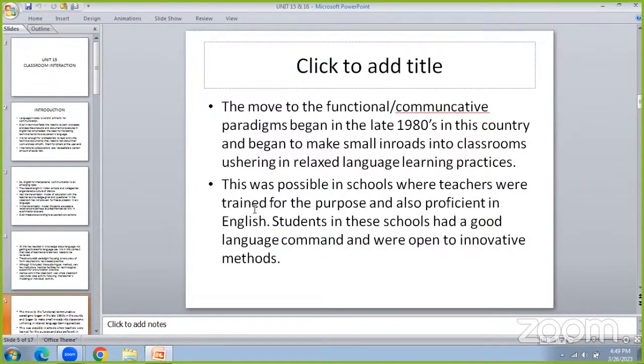And then moving on, after the structuralist approach, we come to another approach, that is the functional or communicative paradigm, which began in the late 1980s in this country and began to make small inroads into the classroom, ushering in relaxed language learning practices. This was possible in the schools where teachers were trained for the purpose and were also proficient in English. Students in these schools had a good language command and were open to innovative methods.